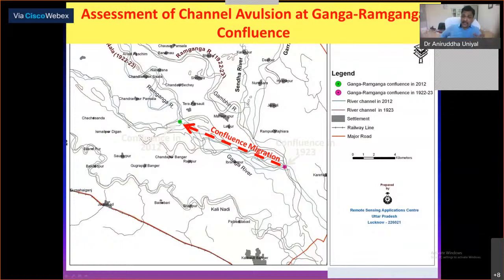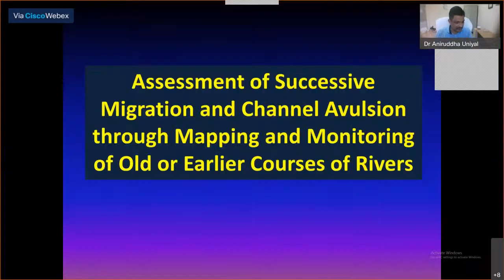So river channel migration study sometimes helps us with disaster resilience or with making action plans for safeguarding our infrastructure, including our bridges, railway lines, and gas pipelines. Now, assessment of successive migration and channel diversion through mapping and monitoring of earlier courses of rivers.